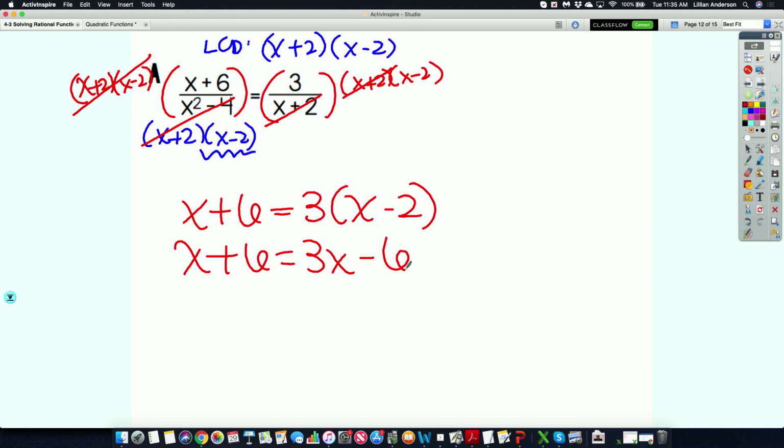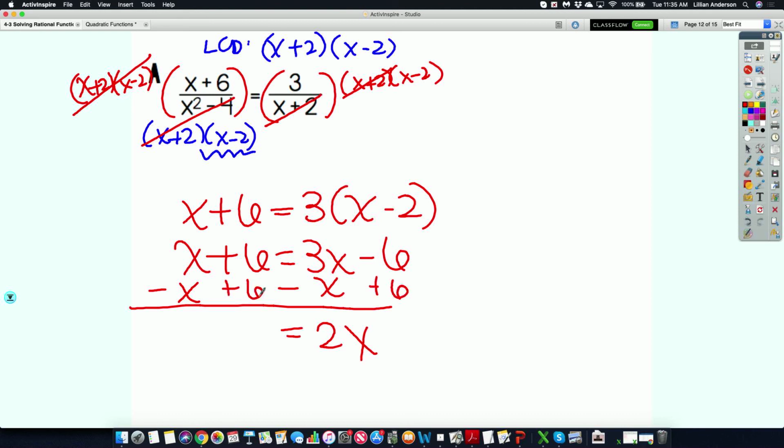Be careful. Subtract x. I would subtract x. What's 3x minus x? And then I'm going to add 6. What's 6 plus 6? So x is equal to 6.